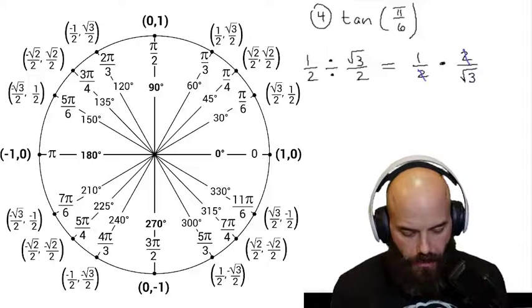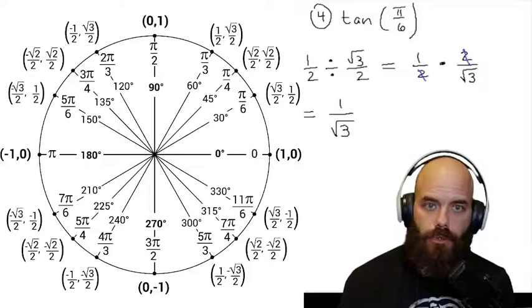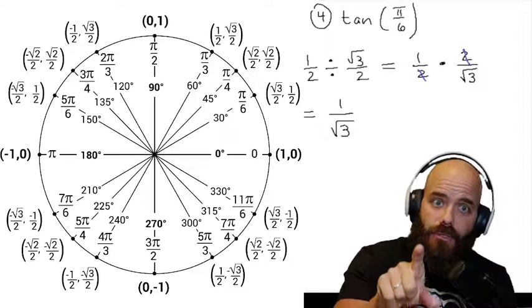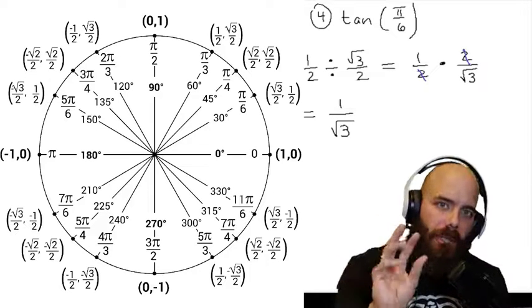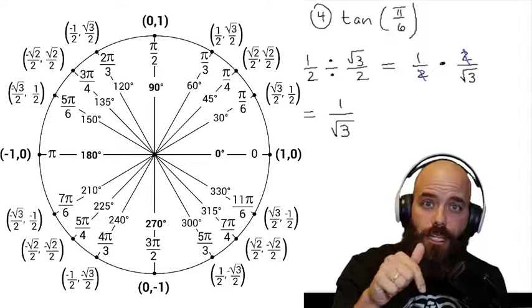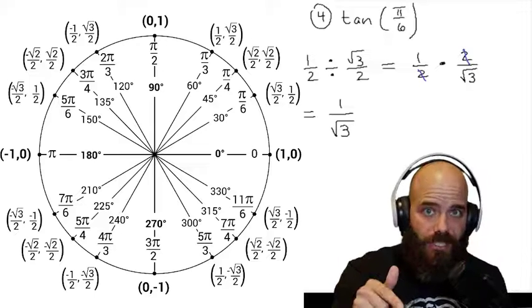And so you're left with 1 over square root of 3, which is technically the answer. That is the exact value of tangent pi over 6. However, we're actually going to manipulate this in a way such that we do not have a square root in our denominator. And we do that by a method called rationalizing.